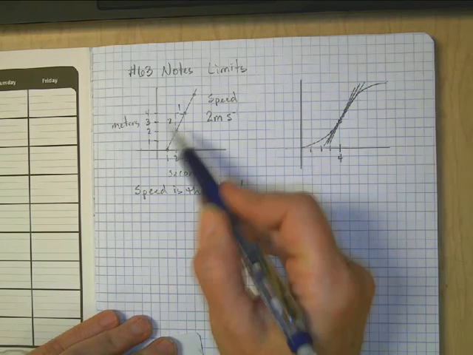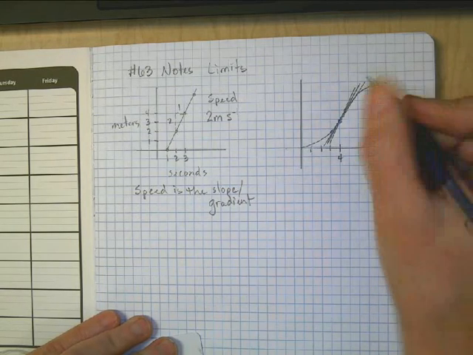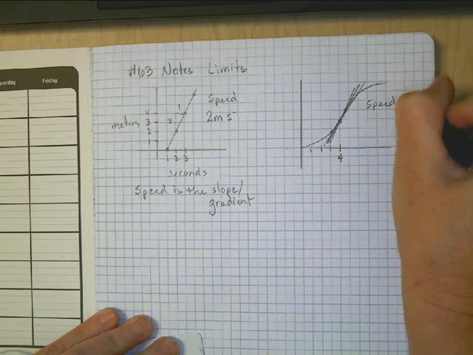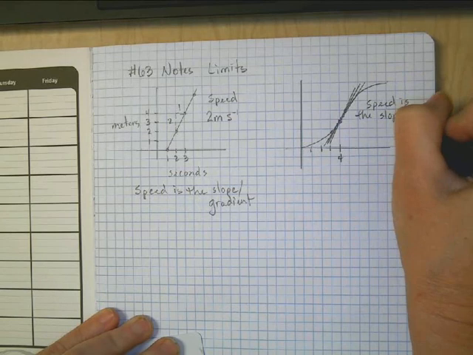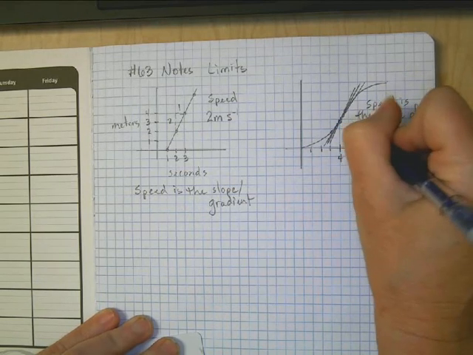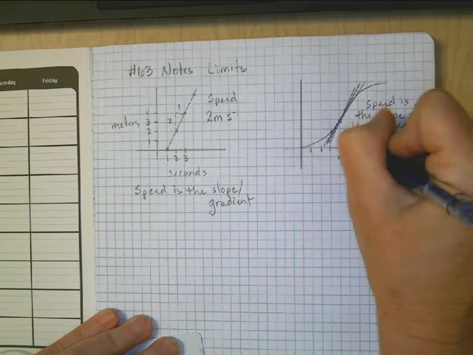Okay, it's really easy if I have a straight line, but not when I have a curve. Okay, so speed here, speed is the slope of the tangent line. It's the slope of a line tangent at a given point.